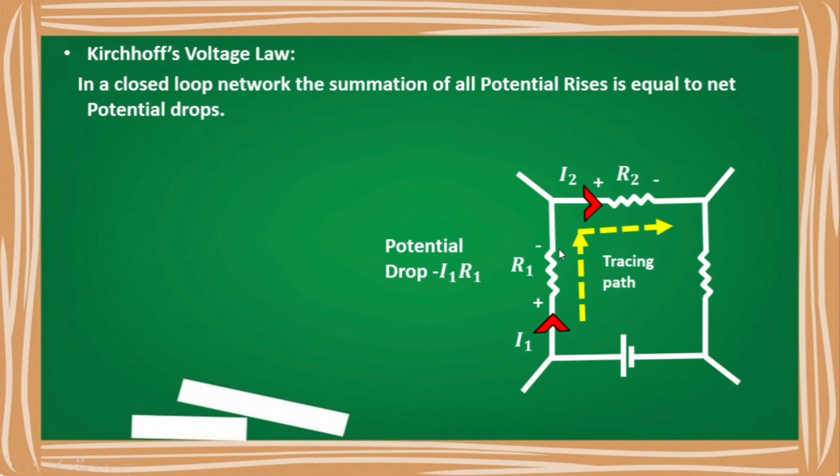Now I'm moving from the left hand side to the right hand side where I come across the higher potential first and then the lower potential. So this is a potential drop. I write the expression as minus I2 R2.